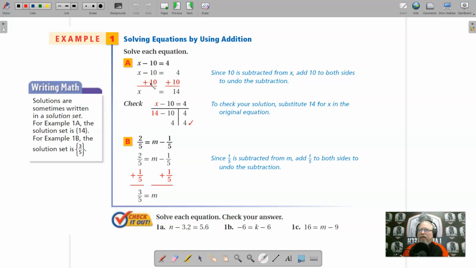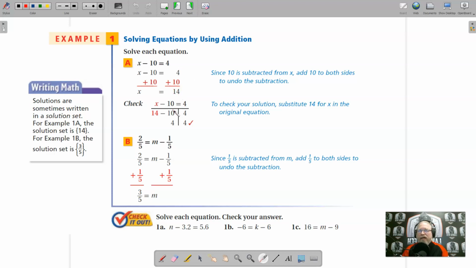And what we do to one side, we're going to do to the other. So the negative 10 and the positive 10 interact with one another and create a value of 0, which makes them go away, and we end up with just x on the left. On the right, we do 4 plus 10, and we get 14, so x equals 14.